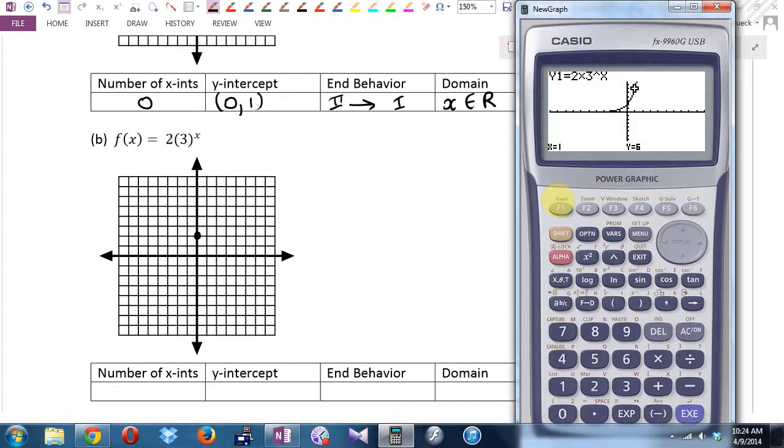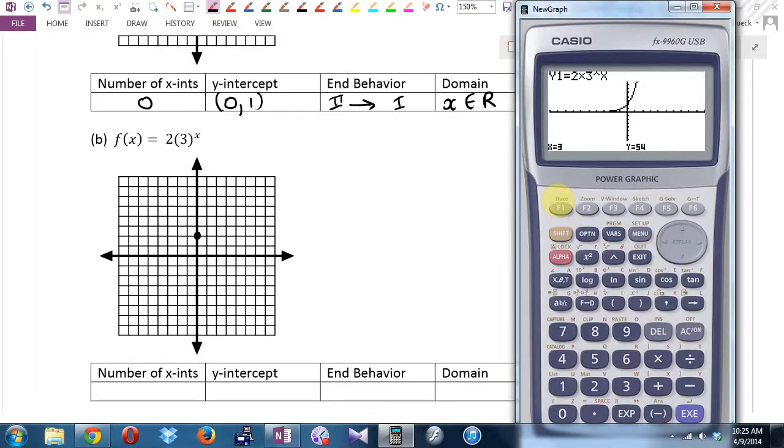So can you make a prediction? What will x equals 2 give us? What did x equals 2 give us on the previous graph? 9. What will it give us here? 18. Let's find out. 2, 18. X equals 3 on the previous graph gave us 27, which was way off the screen. I bet you x equals 3 is going to give us twice as big as 27. What's twice as big as 27? 54. Ah! There it is.